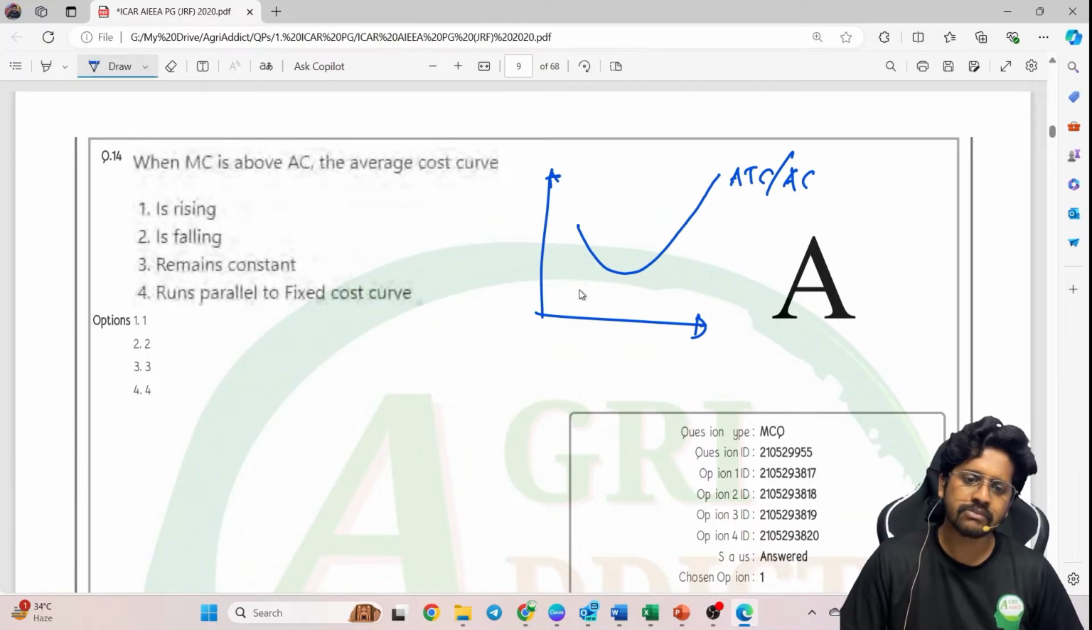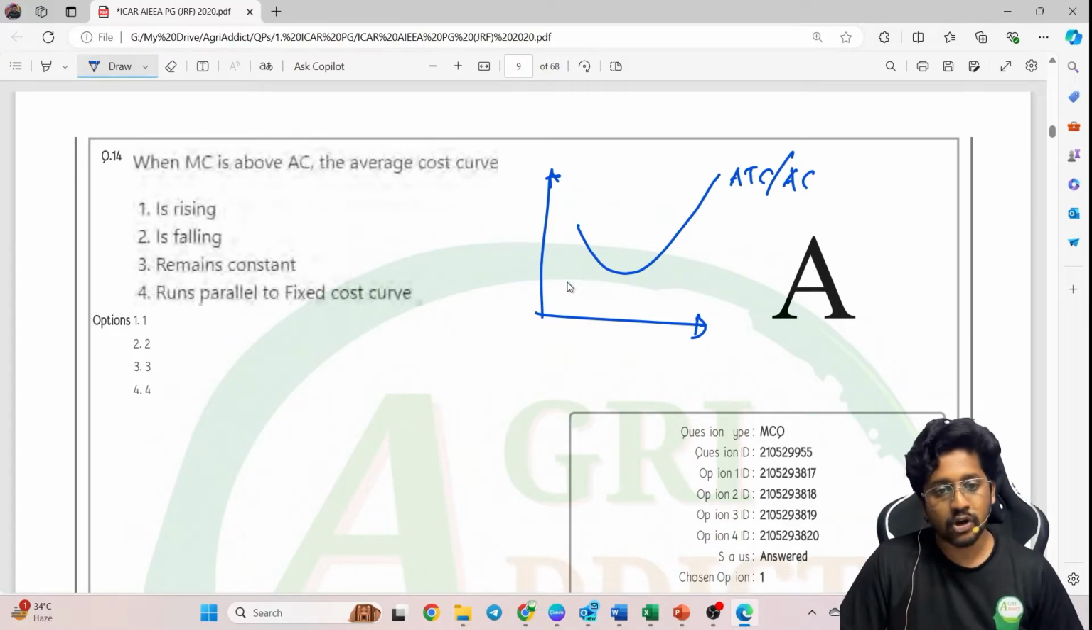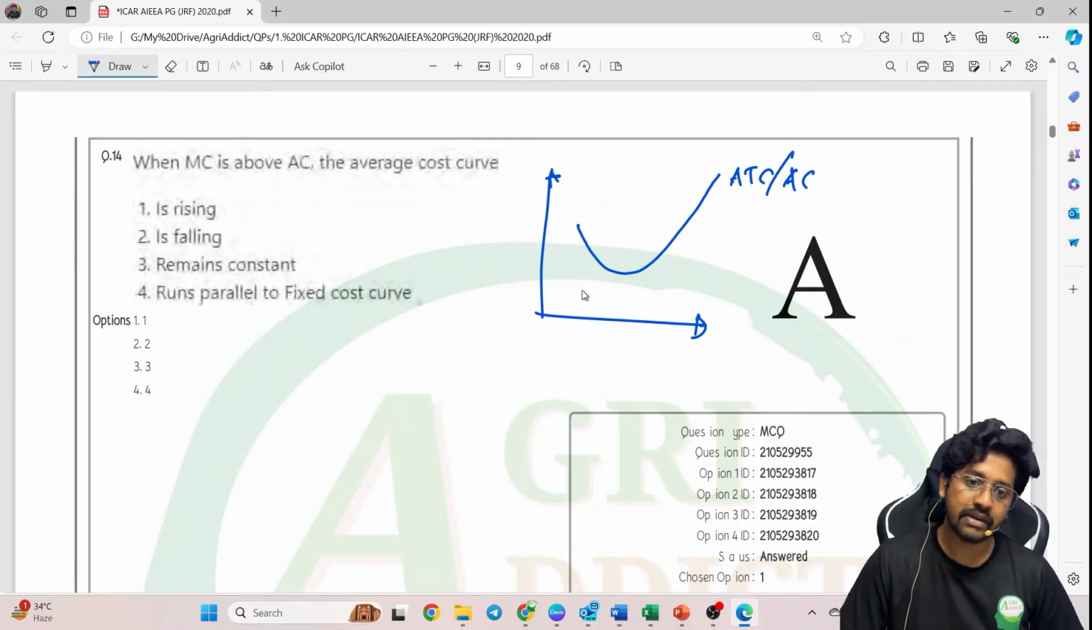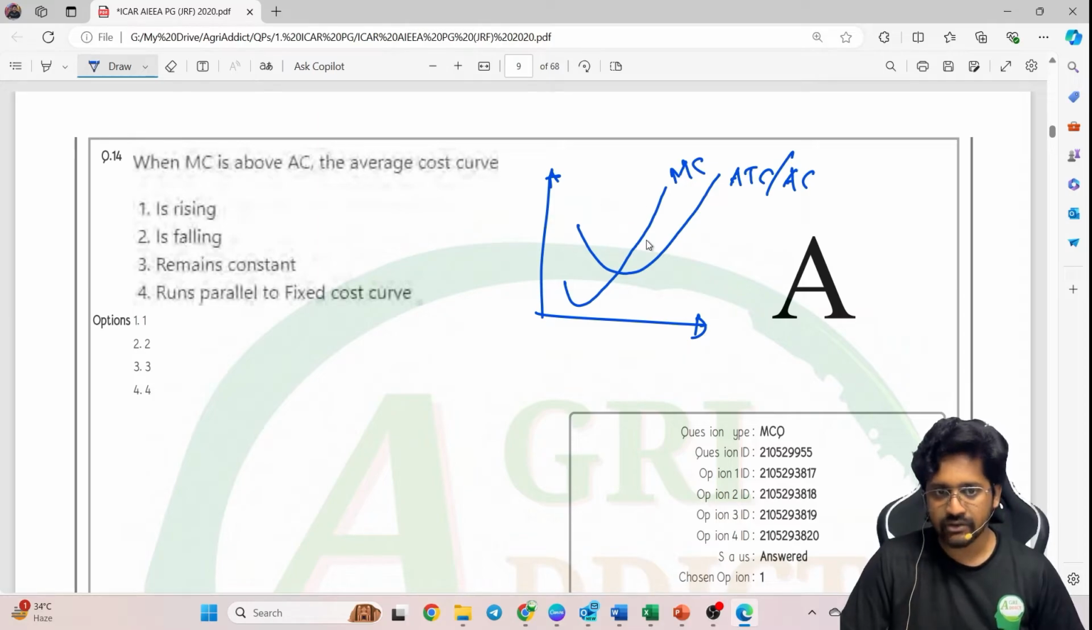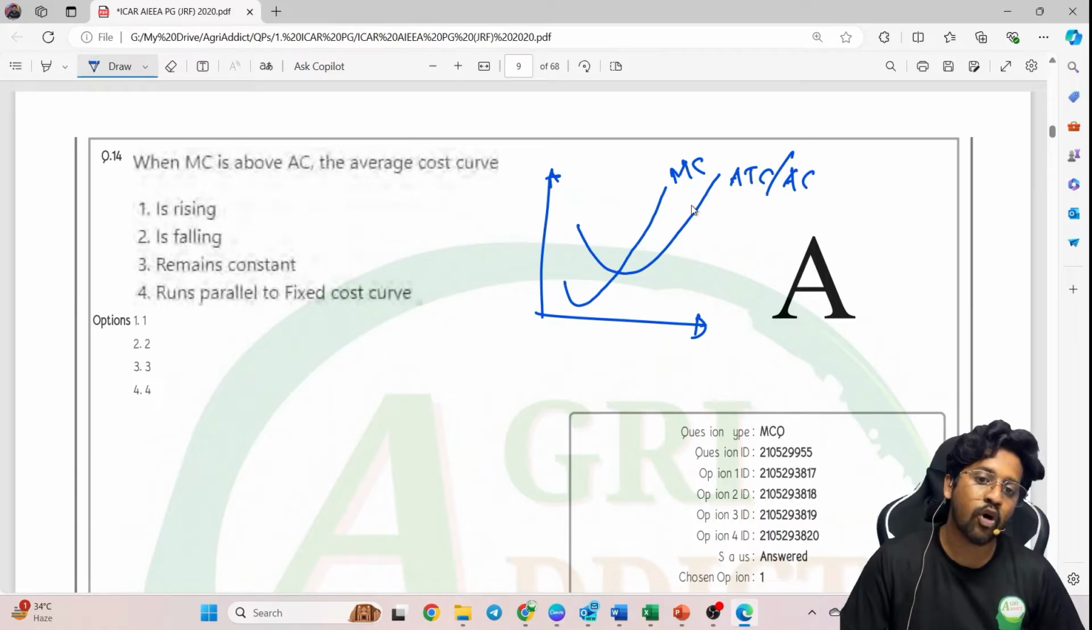but the slope of the MC will be much steeper, right? The shape of the MC will be U-shaped, but still the slope will be much higher than that of the average cost as well as the average variable cost curve. And one more thing is there, the MC curve will be cutting the average cost as well as the average variable cost curve in their minimal point, right? So therefore MC curve goes like this. The MC curve is much steeper than that of AC, and also MC curve cuts the average cost curve in its minimum point, right? So what happens when MC is over AC?